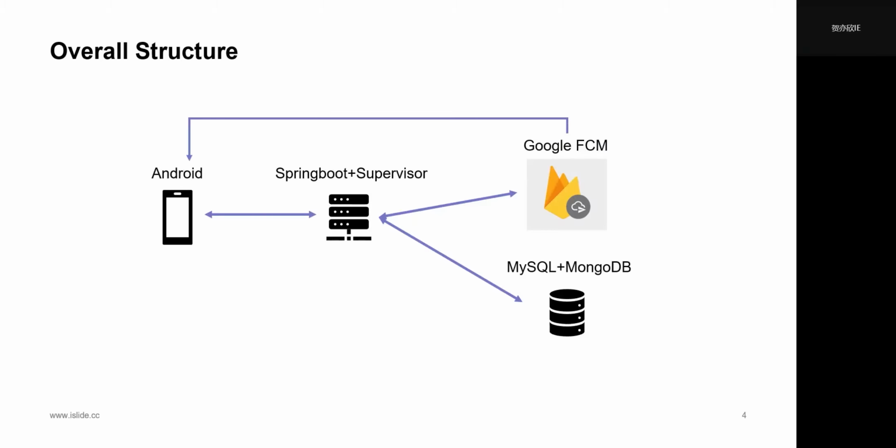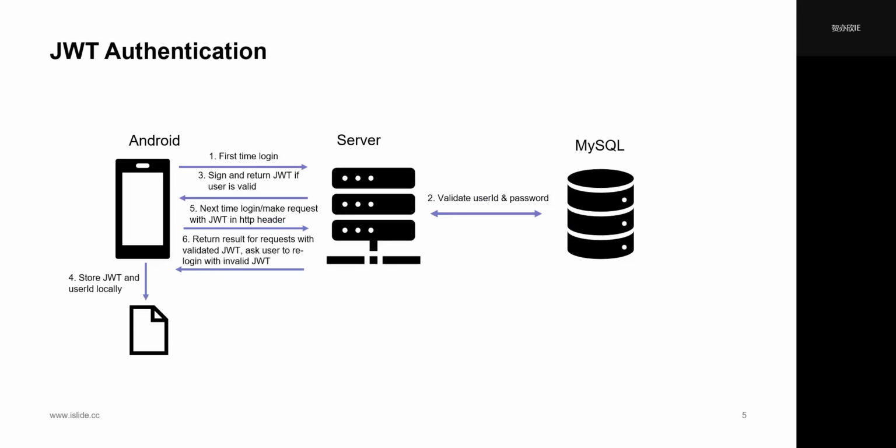Here is the overall structure of our project. So for the backend server, we used Spring Boot and Supervisor. For data storage, we used MySQL and MongoDB to store user information, friend relationship, as well as the message. For the JWT authentication, let me introduce some details about it.